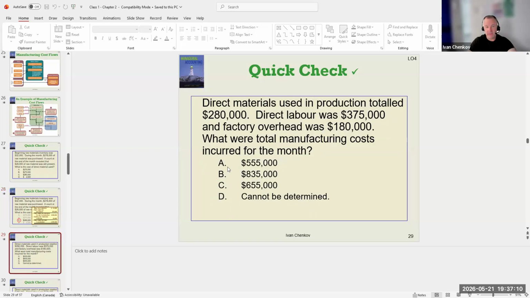Now, what's happened in the next one? Direct material went to the manufacturing overhead. In the manufacturing overhead, direct labor and the factory overhead, which is 180. Now the question is, how much is the total manufacturing cost for the month?